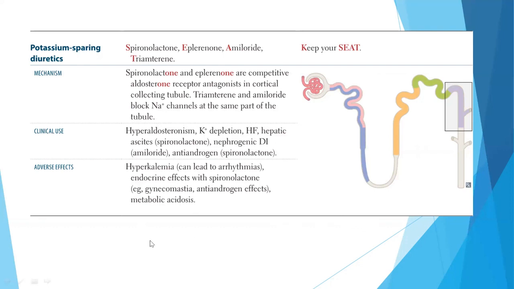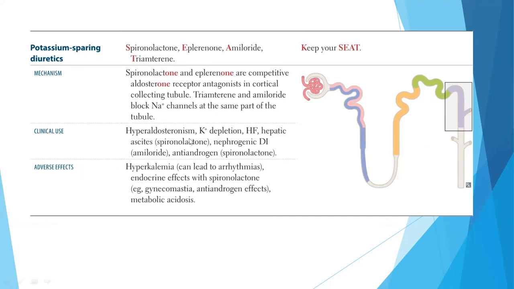Potassium-sparing diuretics are sparing potassium, so potassium is being retained in the body. Obviously the side effect will be hyperkalemia, which can lead to arrhythmia. It is used in case of hyperaldosteronism. In hyperaldosteronism, there is hypertension and potassium is decreased. There is potassium depletion in case of hyperaldosteronism.